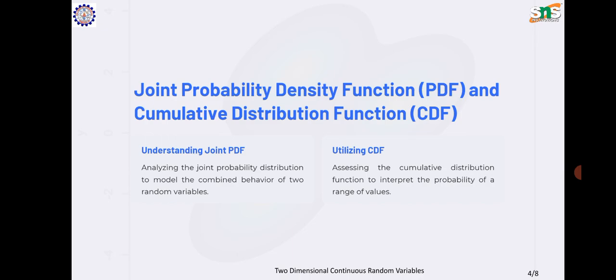Joint probability density function and cumulative distribution function. If you are seeing the discrete case, we will have probability mass function. So if you are seeing two-dimensional random variable, it means joint probability mass function and cumulative distribution function, as well as in continuous case we have to say it as a joint probability density function and cumulative distribution function. Joint probability means we should have two random variables called x and y. If they are separated, we cannot say that as a joint probability density function.